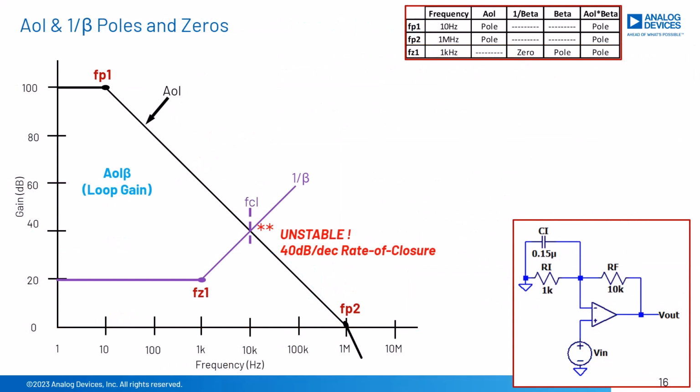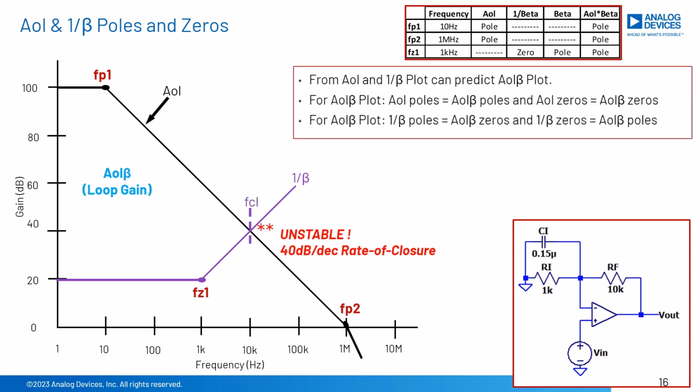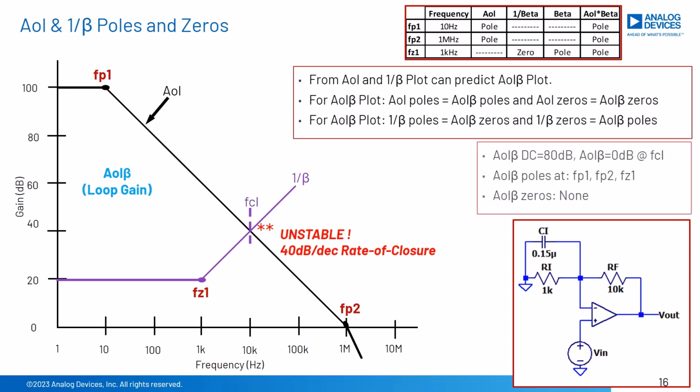Let's take an example of an unstable circuit, as determined by rate of closure, and see how the AOL and 1 over beta plot correlate to a loop gain plot. Here at FCL, we see a 40 dB per decade rate of closure, which by this first-order criteria says we are unstable. There is information from the AOL and 1 over beta plot we can use to predict what a loop gain plot will look like. Since loop gain is AOL times beta, we predict a loop gain plot to have 100 dB minus 20 dB equals 80 dB low-frequency gain.